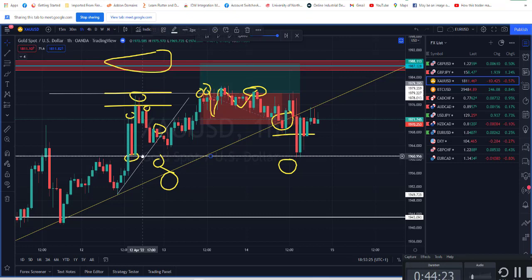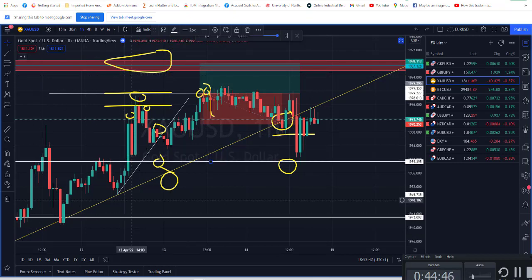Right? But remember, from our top analysis, we are bearish biased in this market. So what are we going to do next now? Let's see for another opportunity. If this market makes a low again, that means we'll be taking our trade. All right?